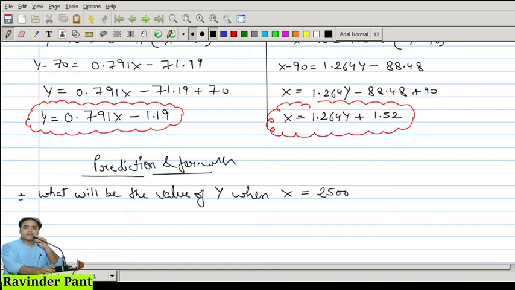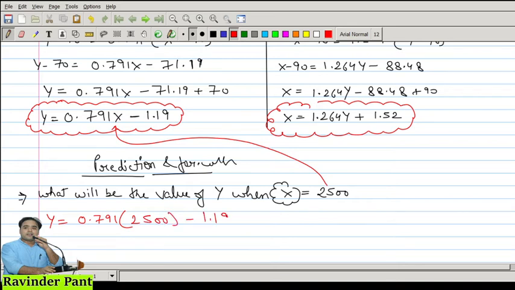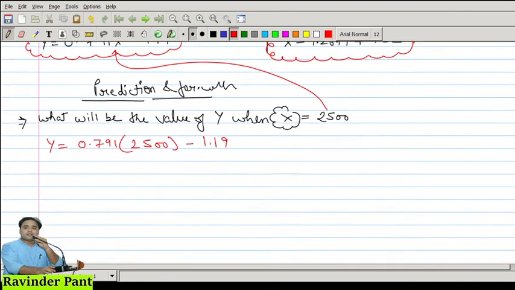So this statement says that y is a dependent variable and x is independent. So we must know which variable depends on which variable. So what you will do, you will put the value of x here, and then you will get the value of y. So y will be 0.791 into 2500 minus 1.19. Do you get this? Yes, sir. All right.